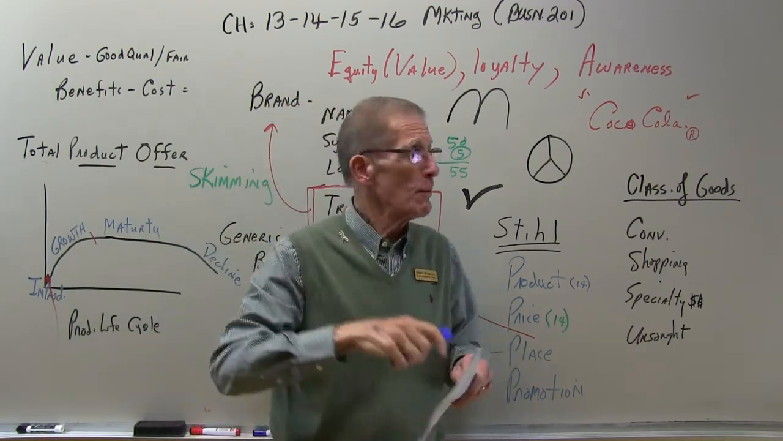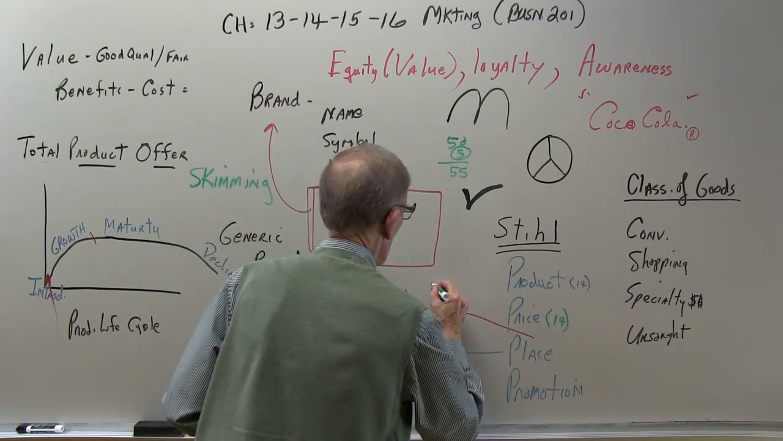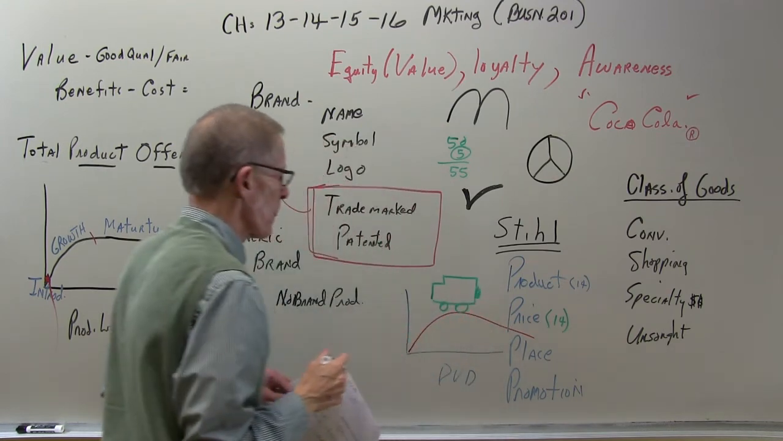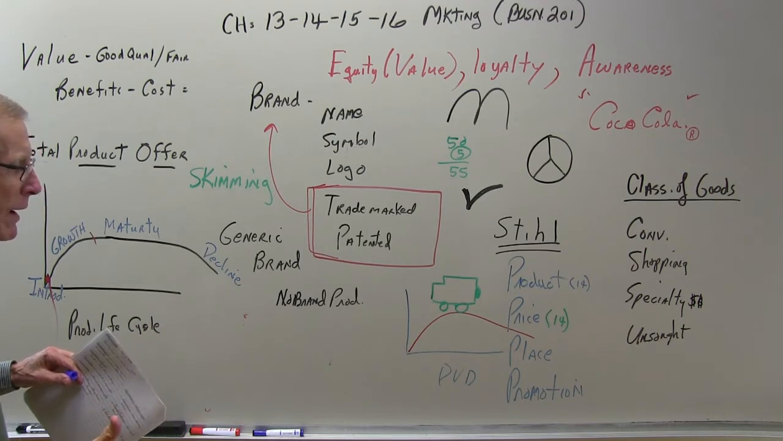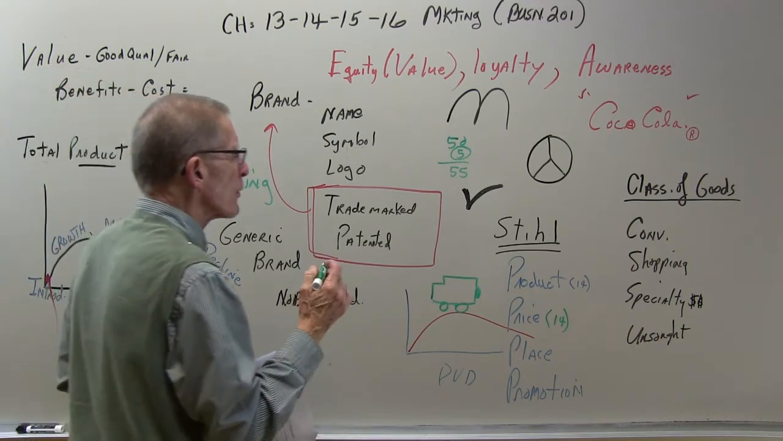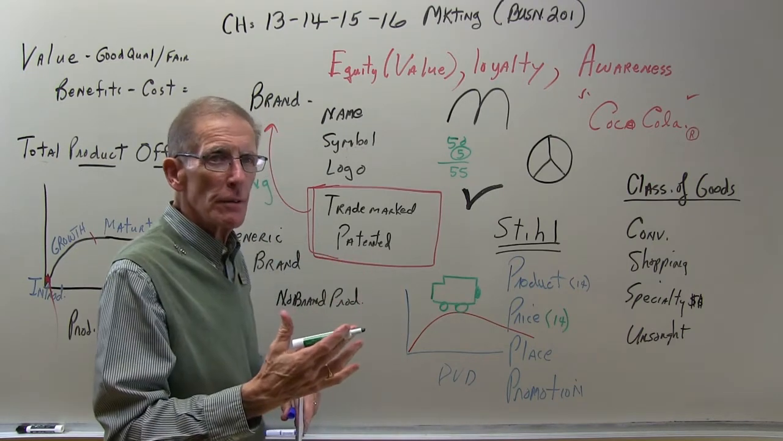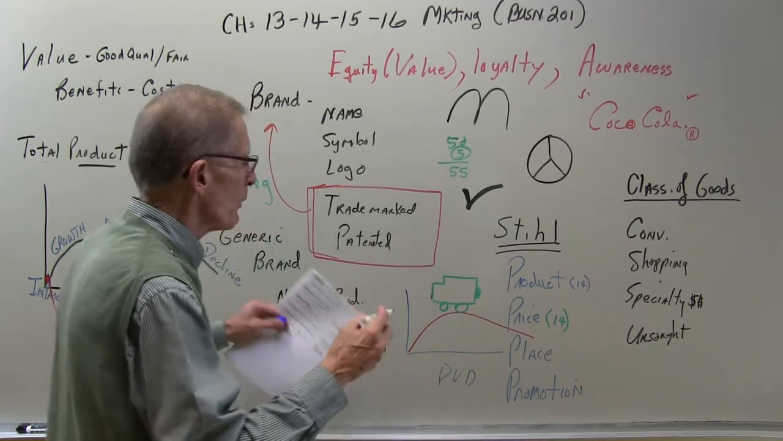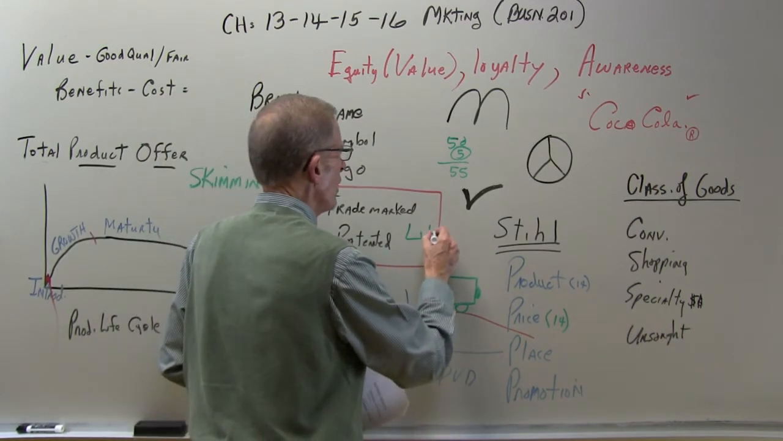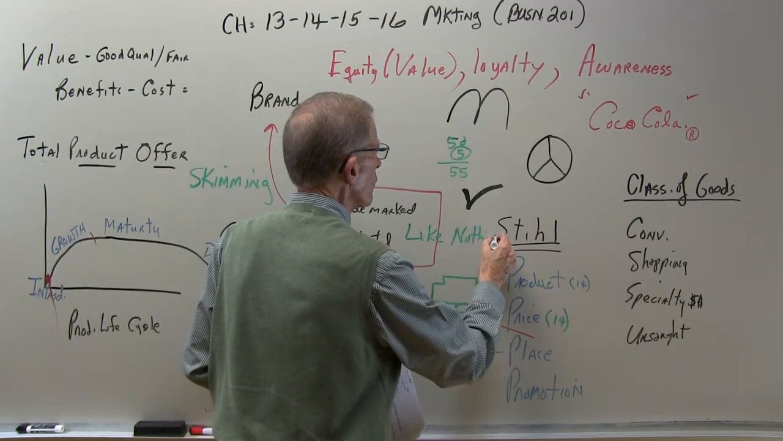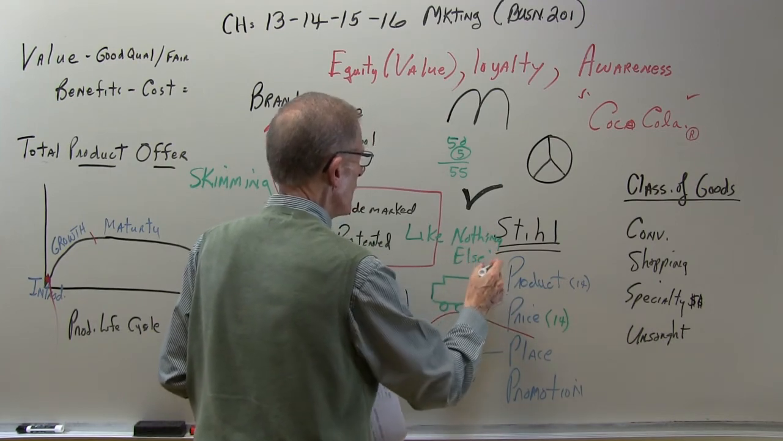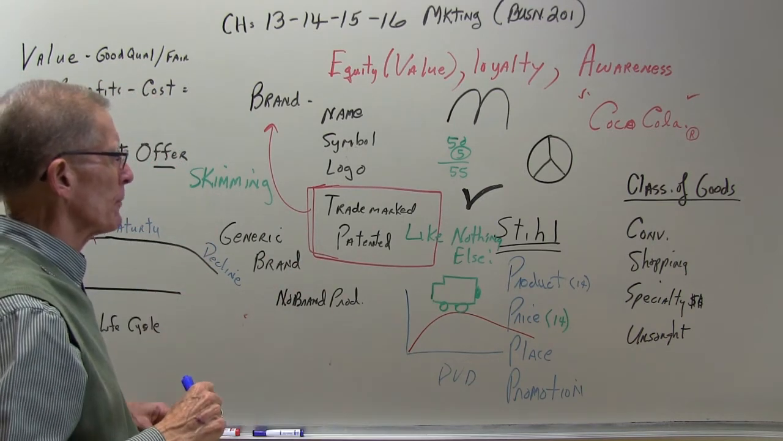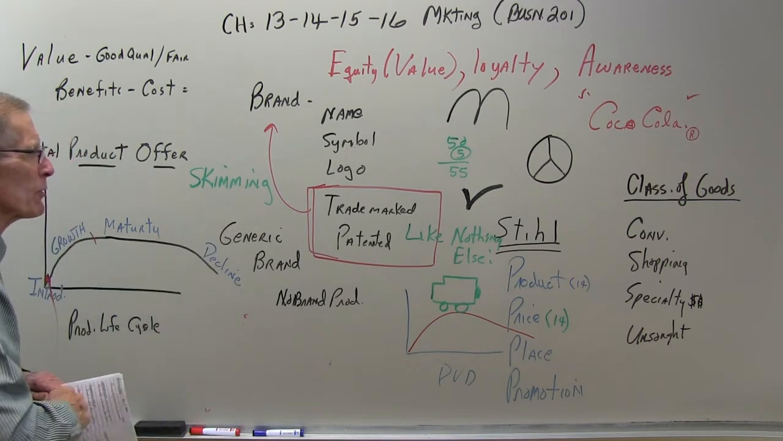When the Hummer came out, remember the Hummer? You probably don't remember the Hummer coming out. It's been a long time ago, but you know the Hummer. When the Hummer first came out, the Hummer was expensive. And did they cut the price on it? No. Matter of fact, you know what the slogan was for the Hummer? Like nothing else. That was their slogan. And there was nothing else like the Hummer. And so they priced that product high and maximized their profit because there was nobody to compete against them. That would be skimming pricing. Pricing high, maximizing your profit.